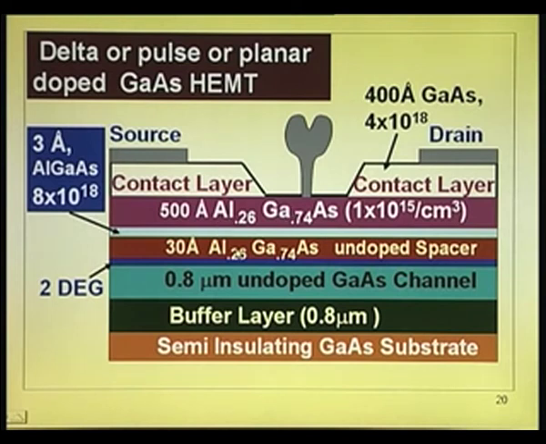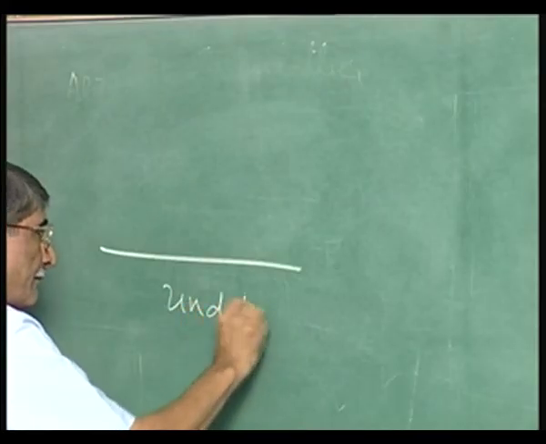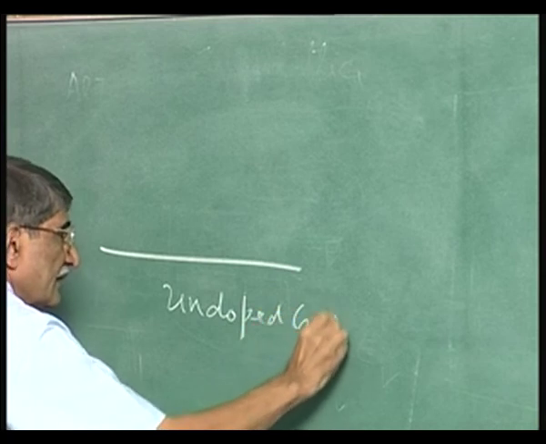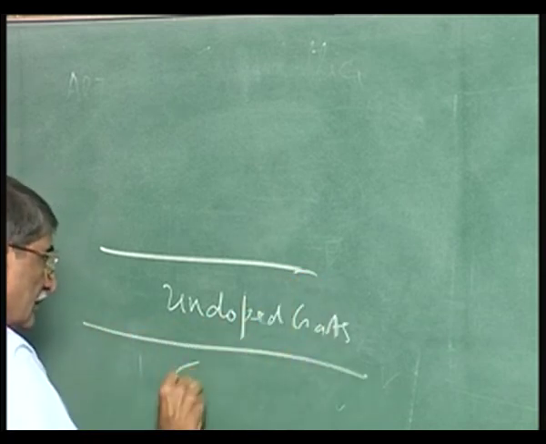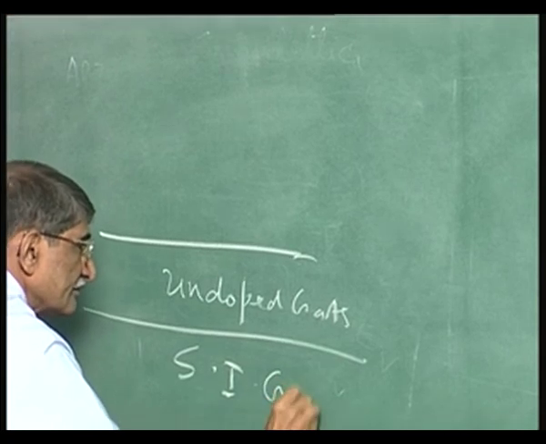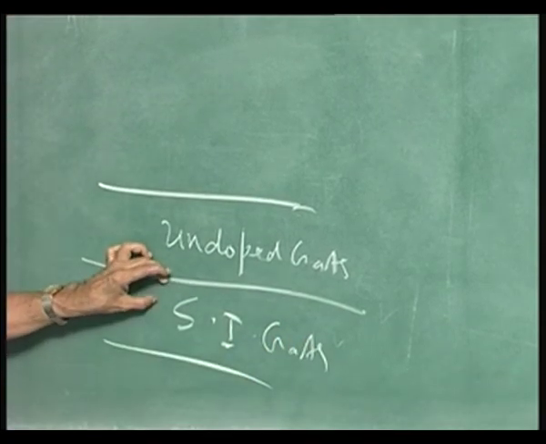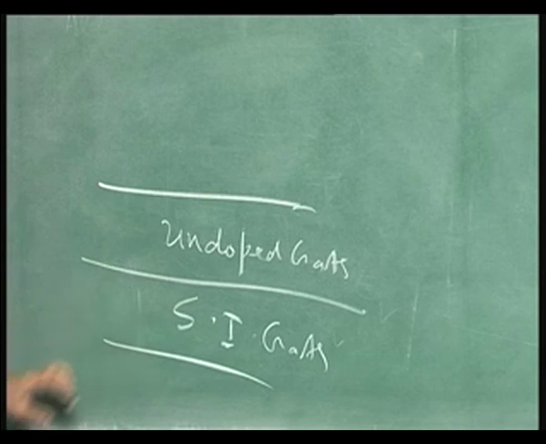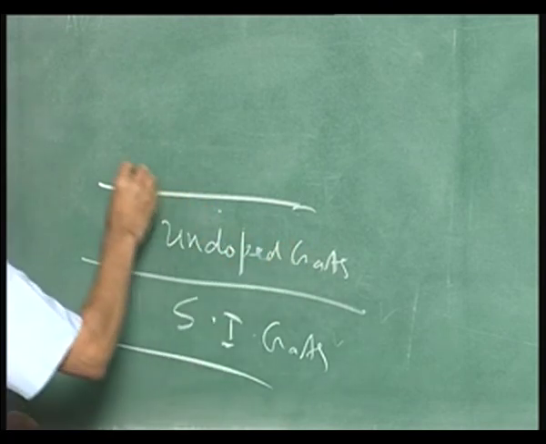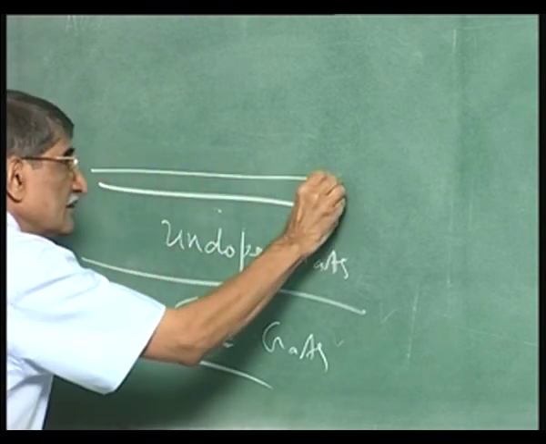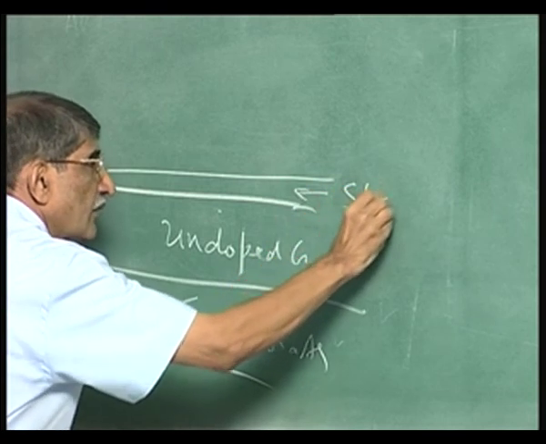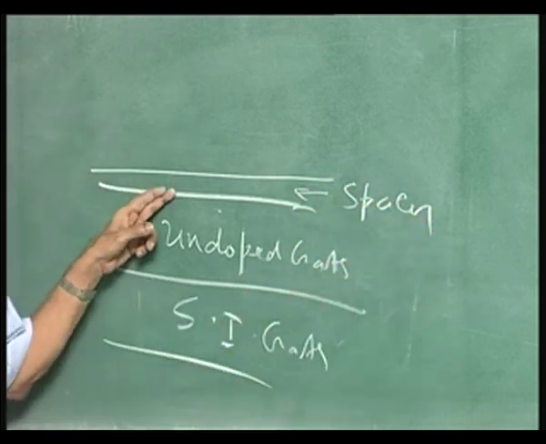Now this is the same as what we have been discussing, just to avoid confusion that I am putting it here. So you have the undoped gallium arsenide on semi insulating gallium arsenide with a buffer layer, of course, in between. I am just skipping that to avoid confusion. This is a channel layer, and on the top of that you have a spacer. What is that? Undoped AlGaAs.